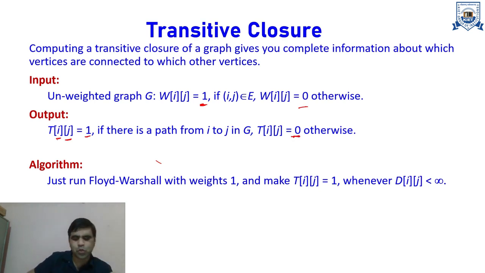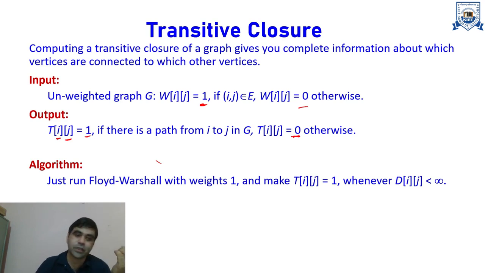Now see, one simple approach to calculate the transitive closure of any graph is to simply apply the Floyd-Warshall algorithm, where all the edge weights are replaced by 1. Wherever there is a path from i to j, replace the path weight with value 1, and make t of ij equal to 1 whenever d of ij is less than infinity. Simply run your Floyd-Warshall algorithm. If the value in the resultant matrix t of ij is 1, then there exists a path, otherwise there exists no path. So it is simple.